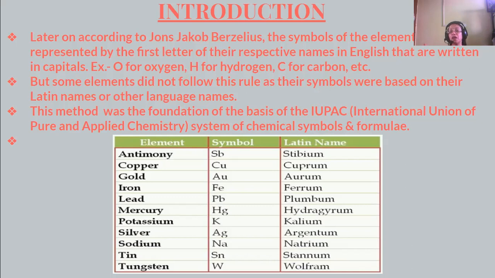So antimony, which has a Latin name, stibium, the symbol is S capital and b small. Copper, cuprum, C capital, u small. Gold, aurum, A capital, u small. Then iron, ferrum, F capital, e small. Lead, plumbum, P capital, b small. Mercury, hydrargyrum, that is H capital, g small. Potassium, kalium, the symbol is K. Silver, argentum, A capital, g small. Sodium, natrium, N capital, a small. Tin, stannum, S capital, n small. Tungsten, wolfram, the W is used for symbol in capital.